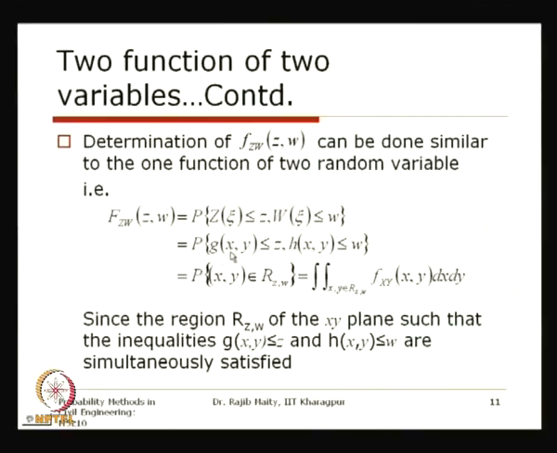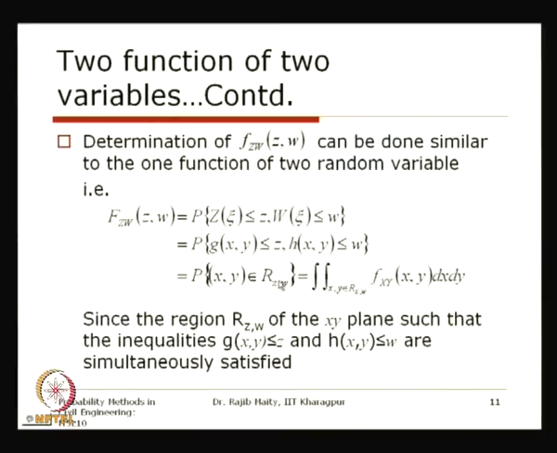So this can be expressed in terms of g(x,y) less than or equal to z, and this can be expressed as h(x,y) less than or equal to w. So basically what is expressed is that we are looking for a subset (x,y) which belongs to a specific set denoted by R_zw. So this is the probability where the simultaneous occurrence of these events is satisfied.